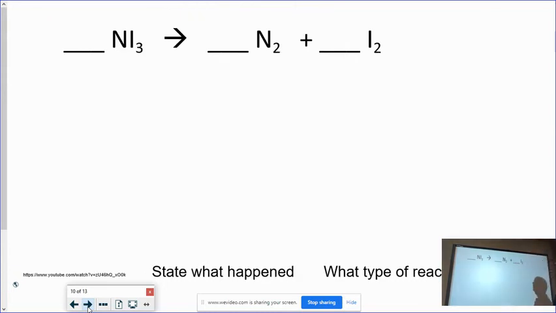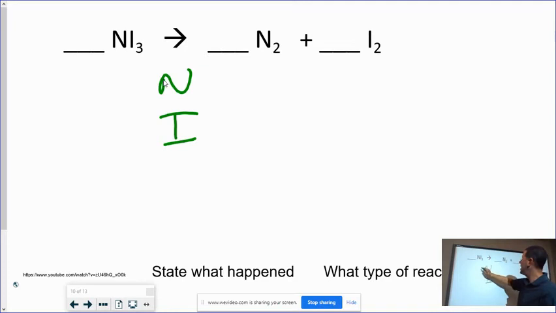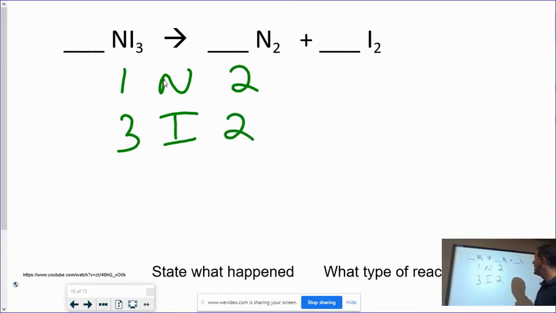All right, here we go. Again, the video should be paused. You should be trying to do this problem on your own, and then you play the video when you're done or if you get confused. N and I, and 1 N over there, and 2 N's over there, and 3 I's over here, and 2 I's over here. Both of these are diatomics, so we don't know which one to wait on.